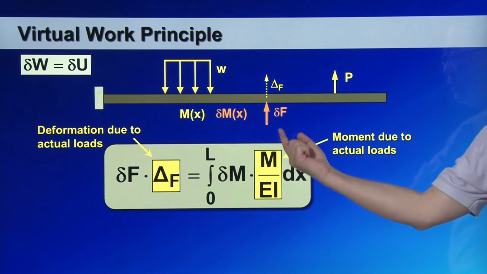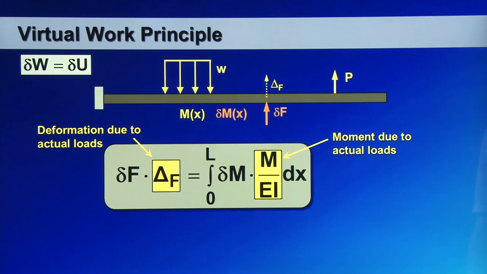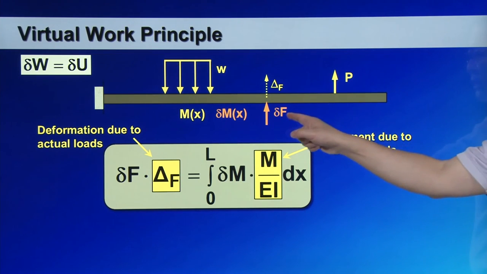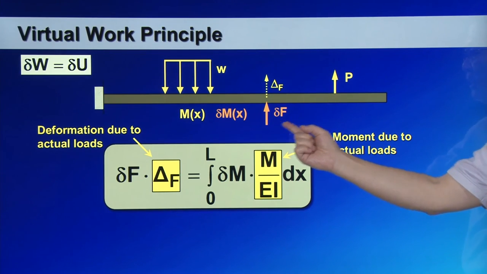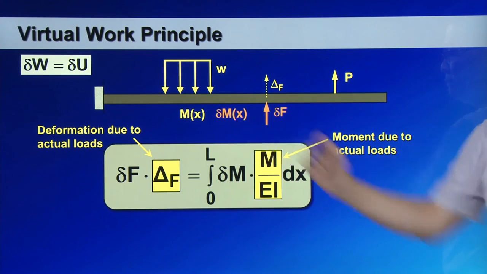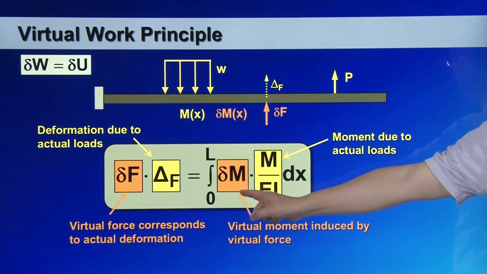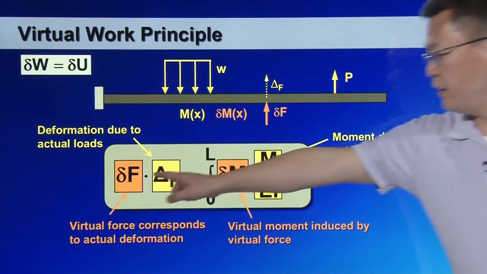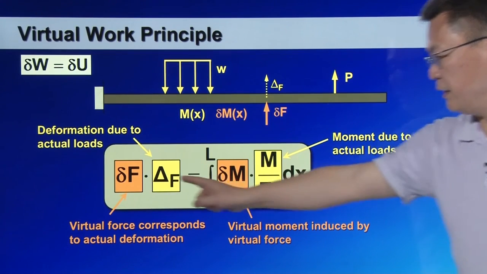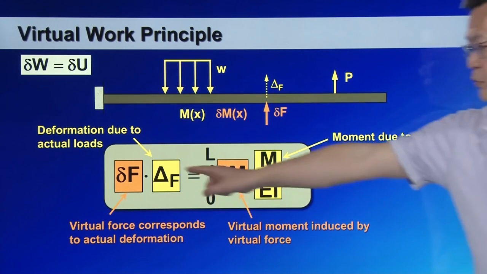You need to assume that there is a virtual force along the same direction of the deformation that you are looking for. That's called delta F. Such a virtual force is going to create additional virtual bending moment. This virtual bending moment is going to show up on the right-hand side of the equation. So here is the virtual force that you assume, and here is the virtual internal bending moment induced by this virtual force.